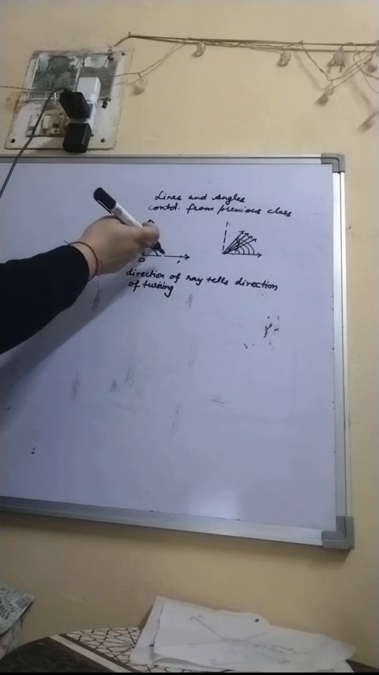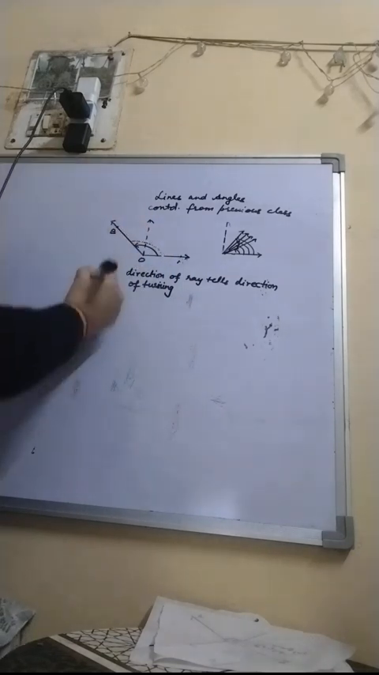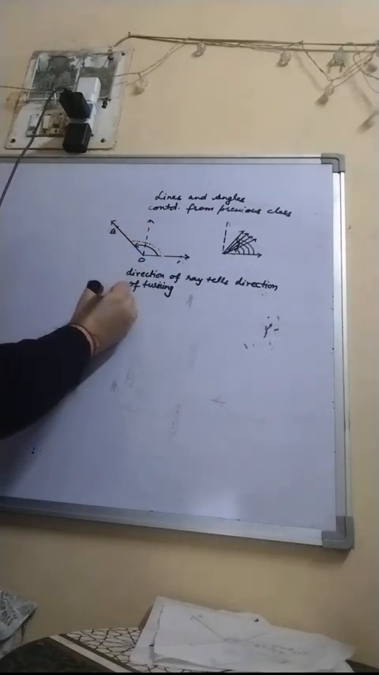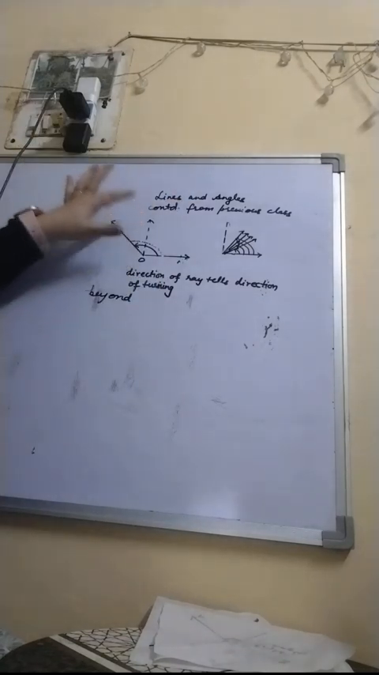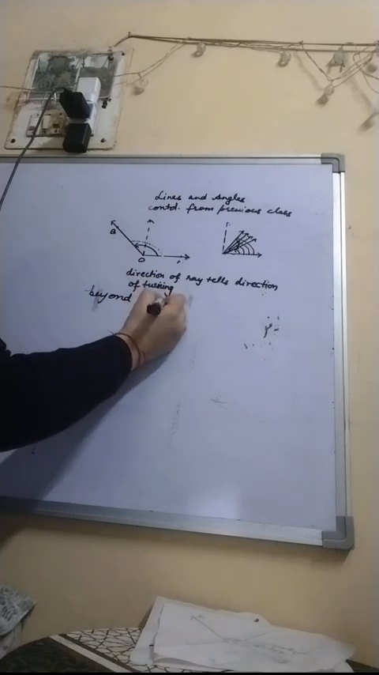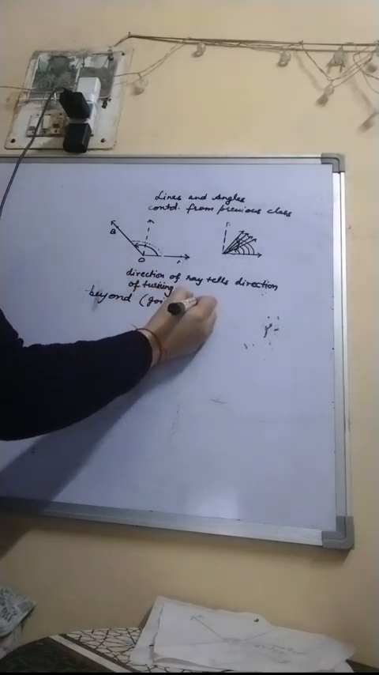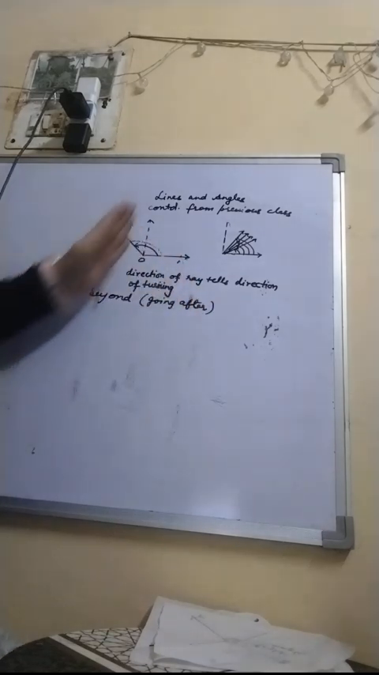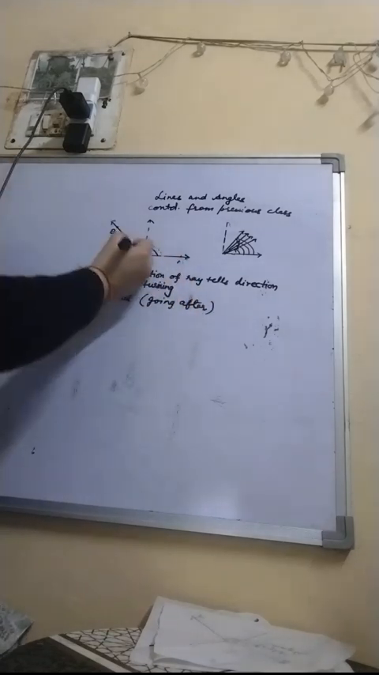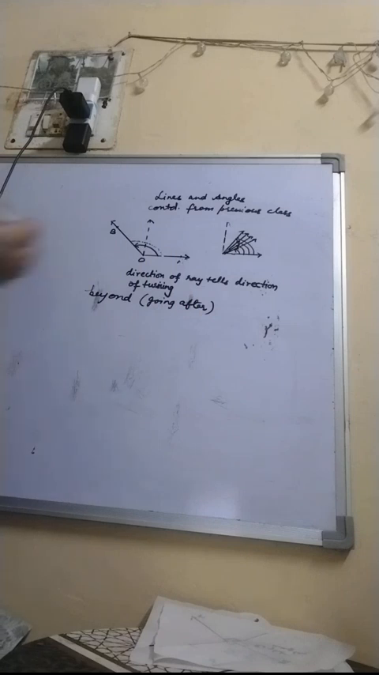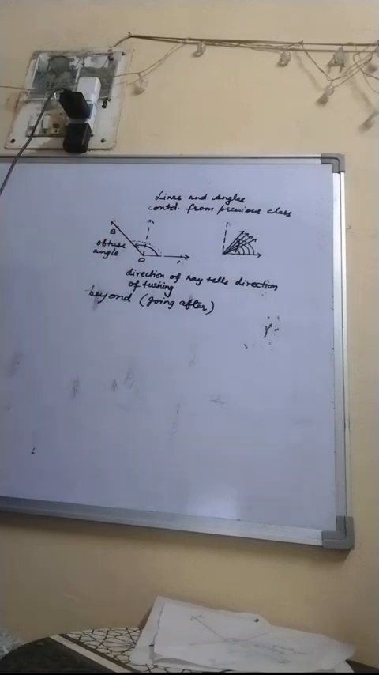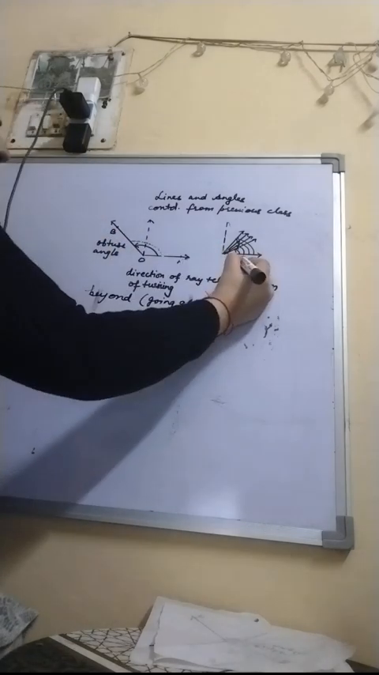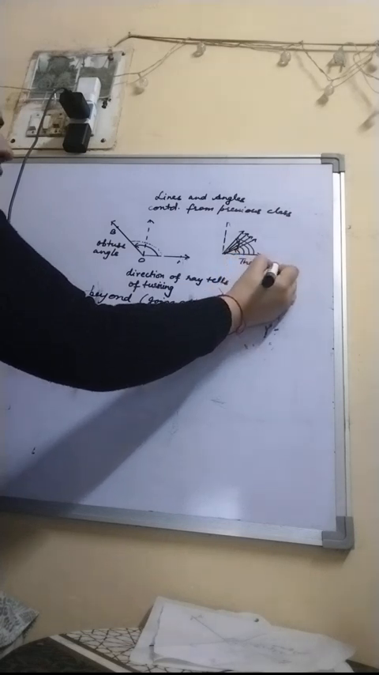That the ray has turned beyond. Beyond means after. It is going after the 90-degree angle. So going after the 90-degree angle would mean that it is an obtuse angle. So we get an obtuse angle. This is an obtuse angle and these are acute angles.